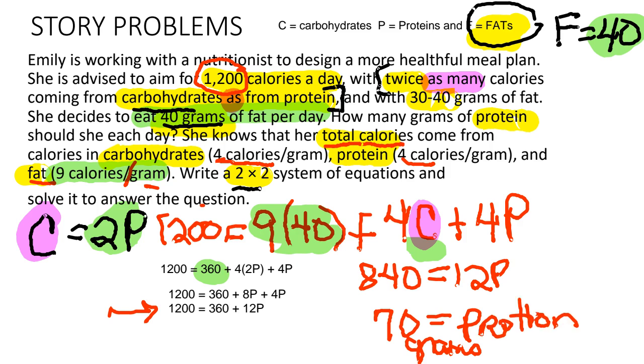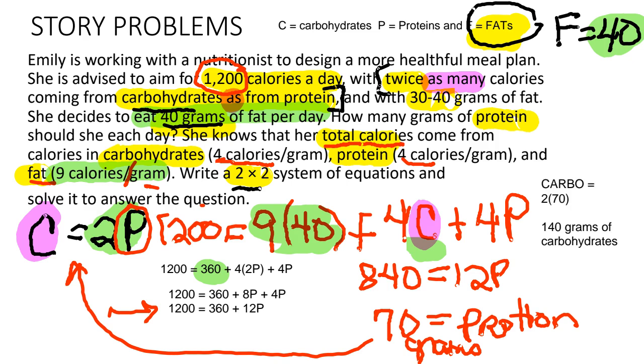But don't forget, I've got to return home to find the C, which means my carbohydrates is equal to 2 times 70, or 140 grams of carbohydrates. This is my equation. Now, some of you are going to find this very easy to do.